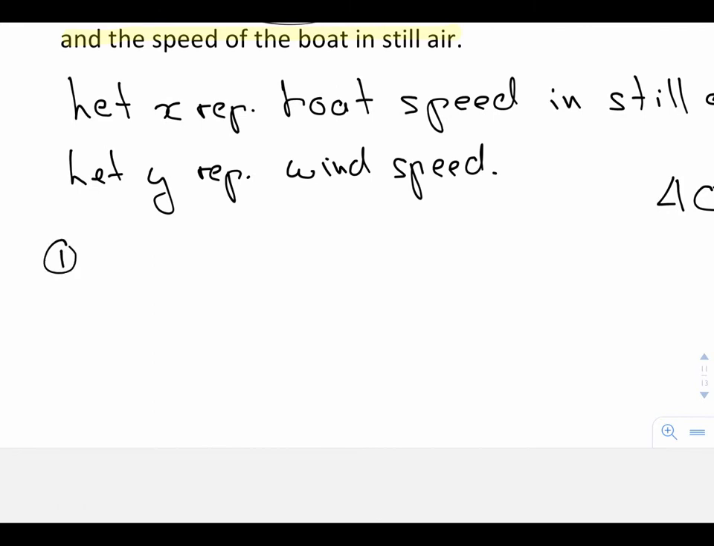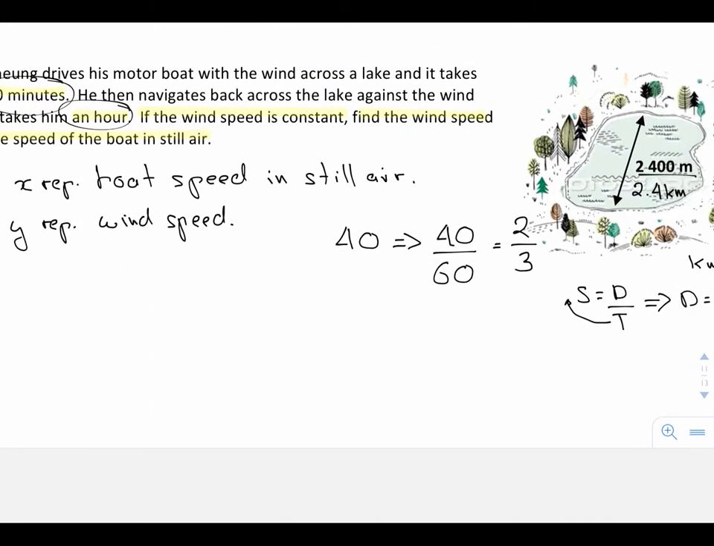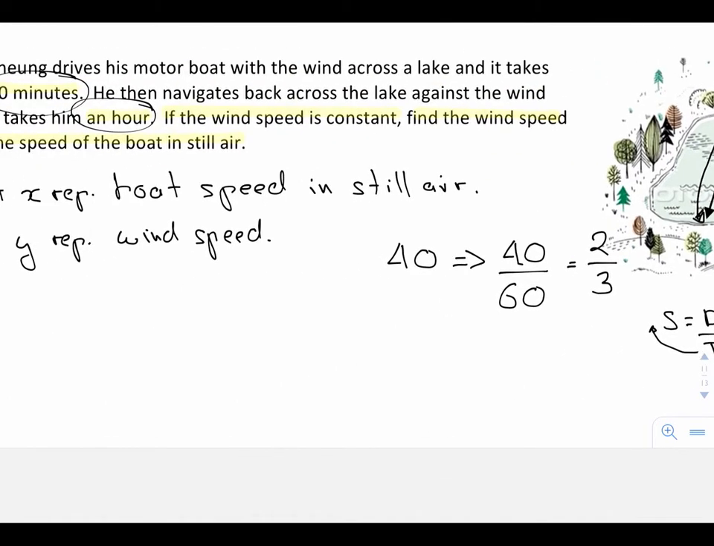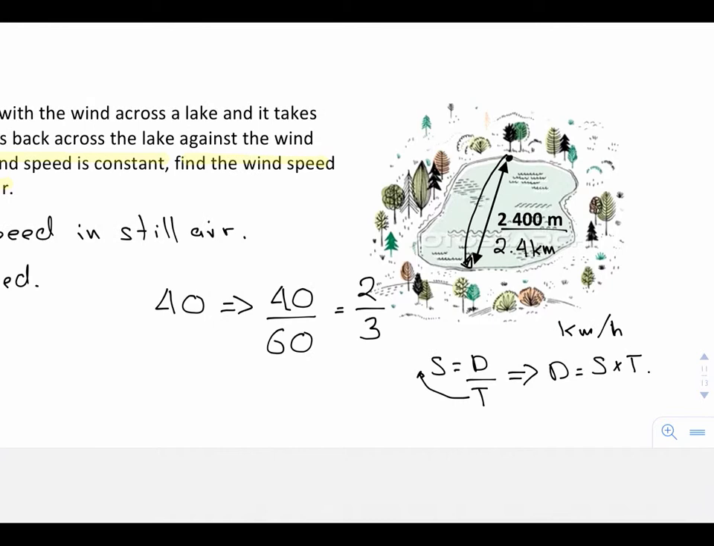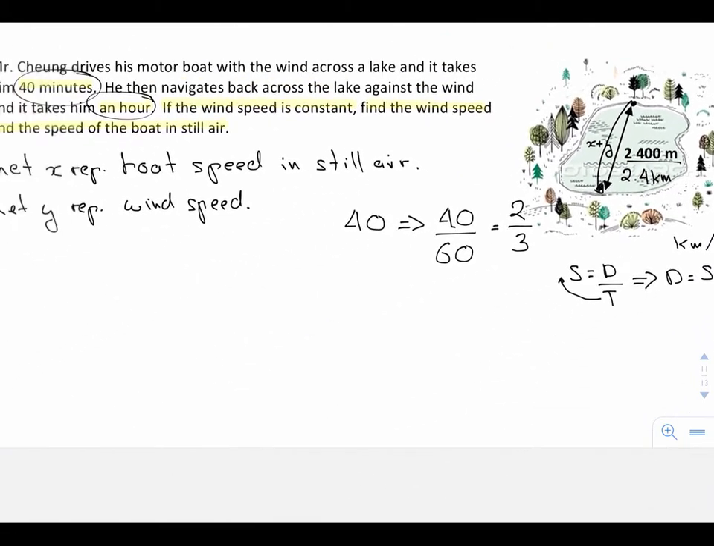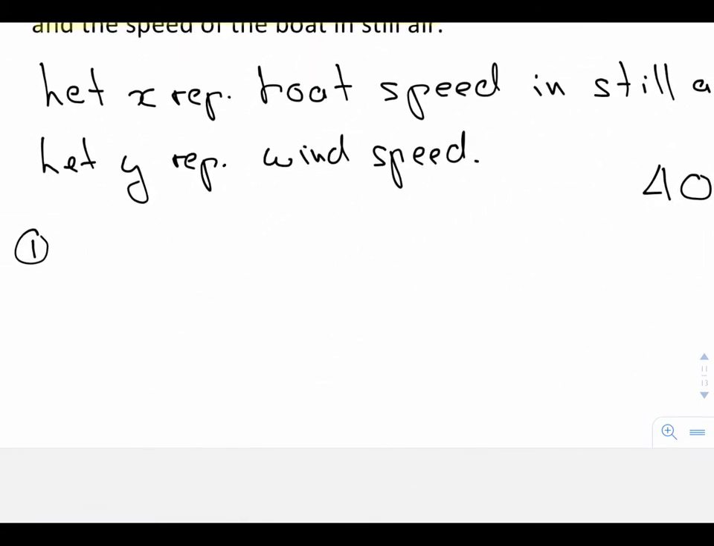I know that Mr. Chung, when he goes with the wind, so let's suppose he starts over here and he wants to go to this side of the lake, he has the wind at his back. So if his boat speed is x, and then we add the velocity of the wind, which is y, that will be the total velocity of Mr. Chung crossing the lake.